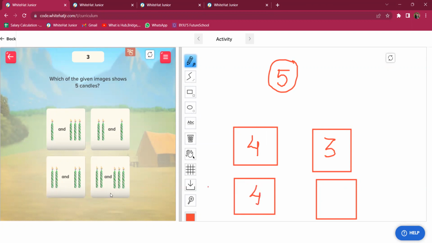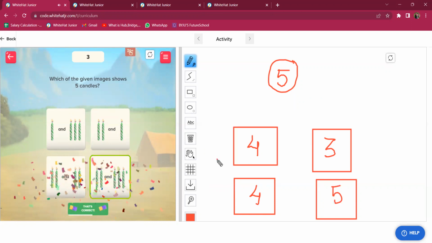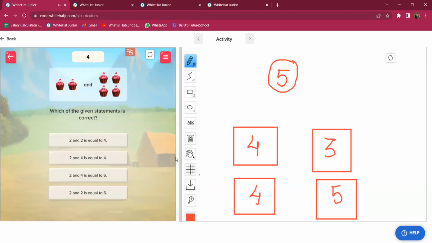And here we have 1, 2, 3, 4, 5. So which is equal to 5. So this is where we have 5 candles. So we can click and check our answer and go to the next question.